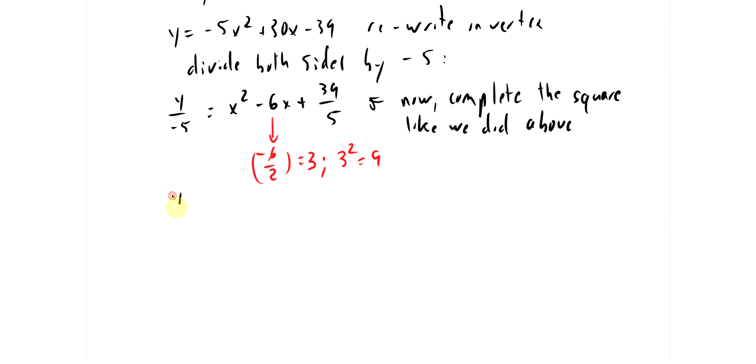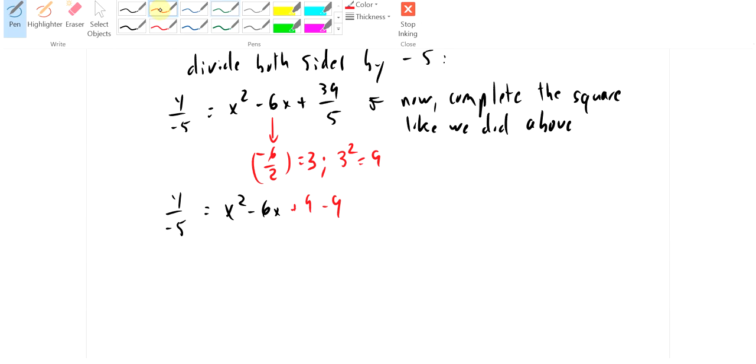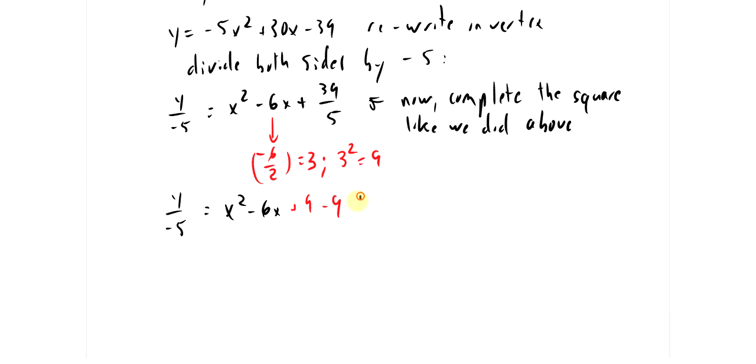We still have the y over minus 5 on the left hand side, and be careful about this. What I've noticed sometimes walking around talking to people is that there's a tendency to just work on one side of the equation and ignore the other side. When you solve an equation, always make sure you write down both sides of the equation. So what do we have? X squared minus 6x. What do we do with this 9 that we just calculated? We add it and subtract it. Plus 9 minus 9, and then we have this constant term over here, plus 39 over 5. That term is going to take care of itself pretty quickly.